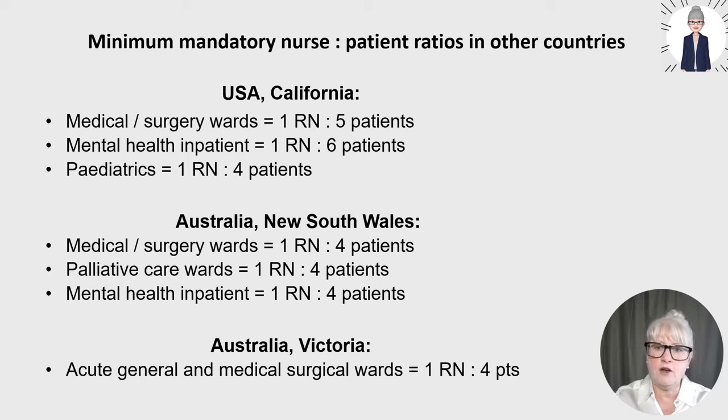So to retain our current workforce, we need to look at those numbers of registered nurse to patient ratios. We've got an increasing number of learners to support in our clinical settings, we've got future apprenticeships. And so do our nurse patient ratios need to change in line with some of these minimum mandatory nurse patient ratios that I've just presented?